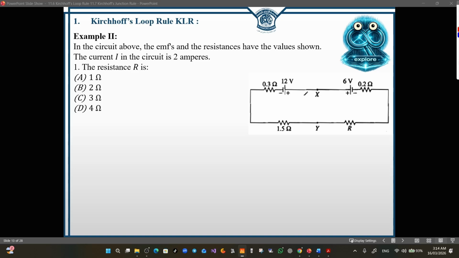Now here, whenever we have more than one source, try immediately to think of solving the question using Kirchhoff's laws. And specifically here, I will need to use Kirchhoff's loop rule. To apply Kirchhoff's loop rule, we will need to assign the direction of the current first. So the direction of the current will be this way in all branches or wires.